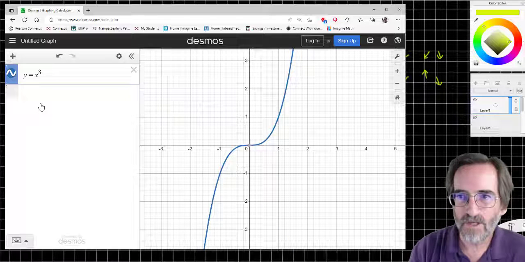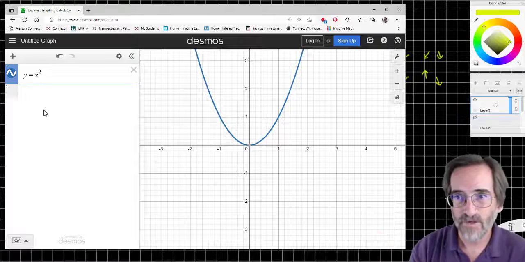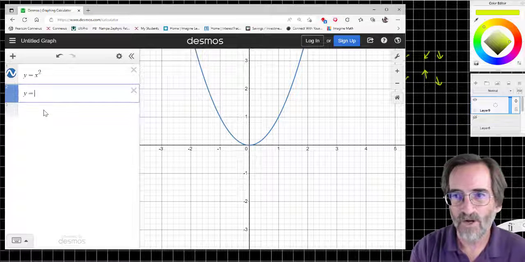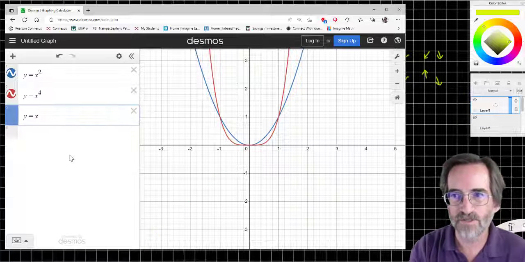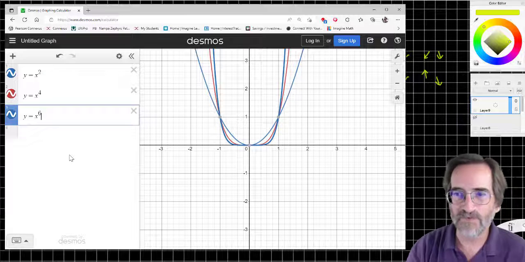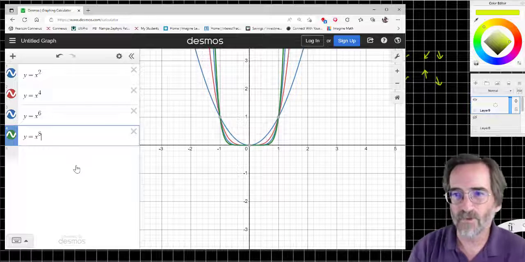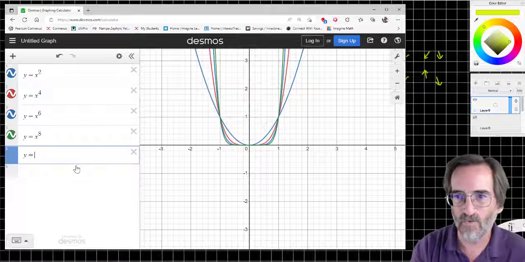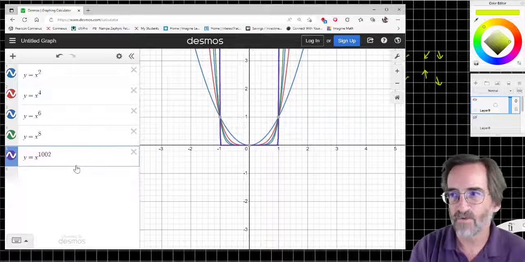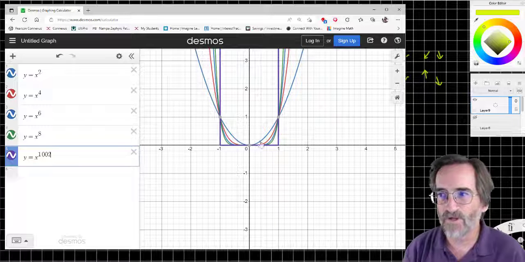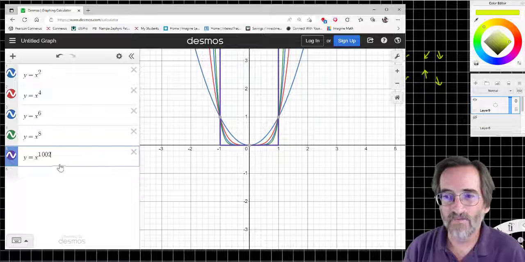Okay, look at x squared. Up on the right, up on the left. Y equals x to the 4th. Up on the left, up on the right. Y equals x to the 6th. Up on the left, up on the right. Y equals x to the 8th. Up on the left, up on the right. And again, I can pull this here. Y equals x to the 1002. Again, it looks square, but it's still up on the left and up on the right. It's not actually square if I zoom in enough. Okay, but it behaves up on the left, up on the right.